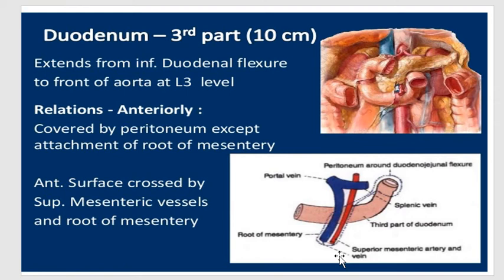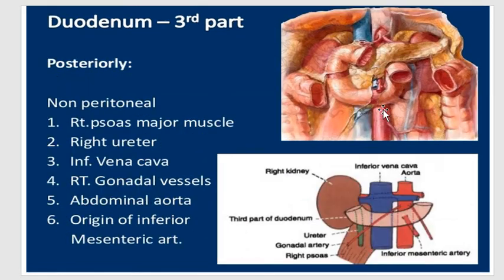The third part of the duodenum is retroperitoneal, but anteriorly it is covered by the peritoneum and posteriorly it is fixed to the posterior abdominal wall. Anteriorly it is related to the peritoneum except along the middle portion where it is related to the superior mesenteric vessels and the root of the mesentery. These pass in front of it. Okay, so they become the anterior relations.